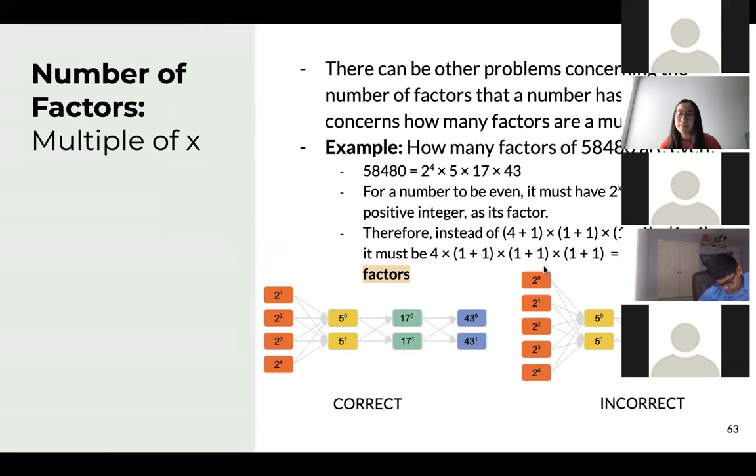So our equation is a little bit different because now we don't add 1 to our exponent for 2, we just leave it the same. Our exponent for 2 is 4, and we just leave it as 4 in our equation, but we still do plus 1 to all of the other exponents. So our final equation is 4 times 2 times 2 times 2, and that gets us 32 even factors.